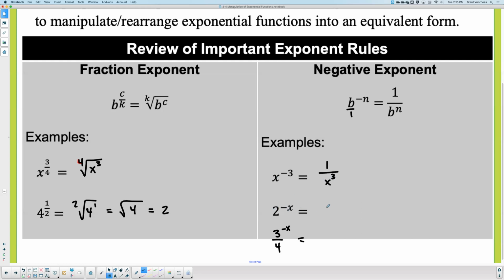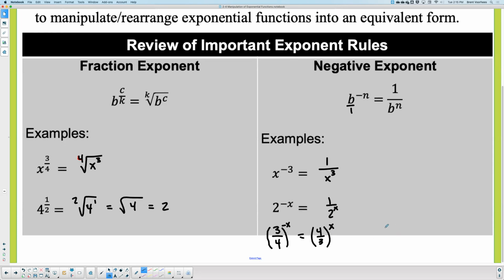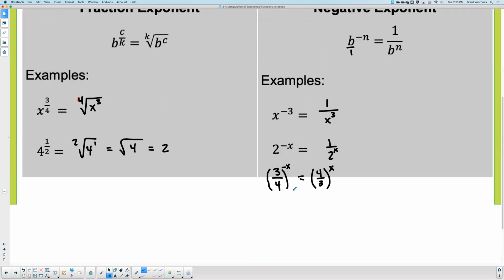Or here, 2 to the power of -x, that's the same thing as 1/2 to the power of positive x. Okay, and the last one, 3/4 to the power of -x. This becomes 4/3. And let me put this in parentheses so you can realize the whole thing's being raised to that power. That would become 4/3 to the power of positive x. So each time you just take the reciprocal.